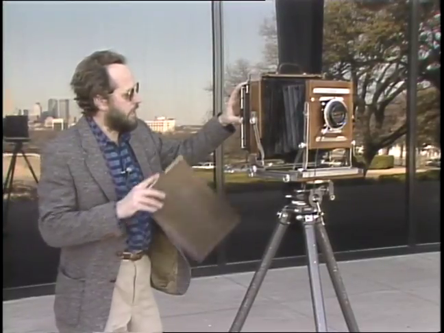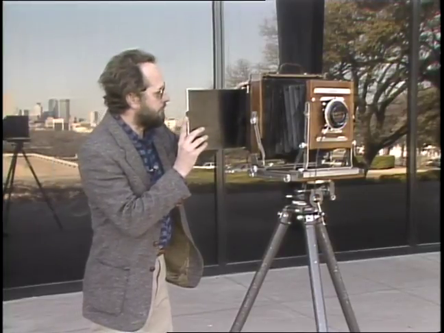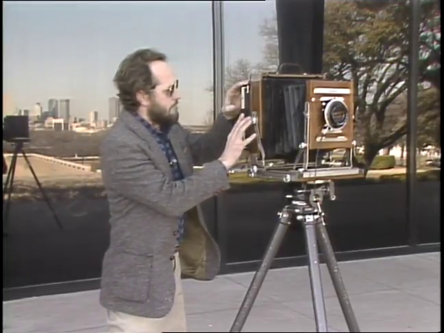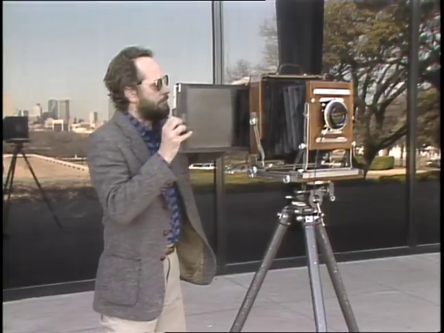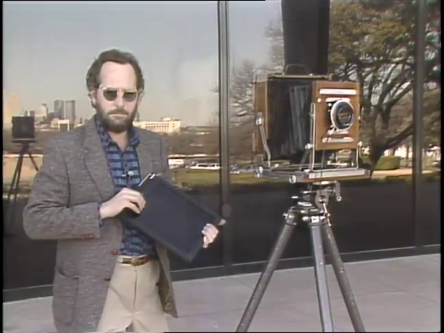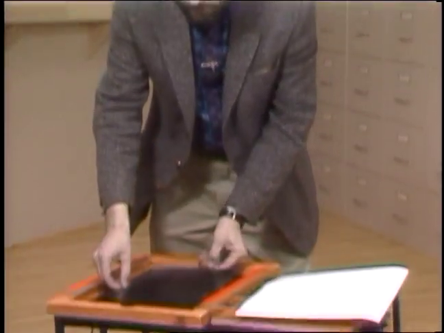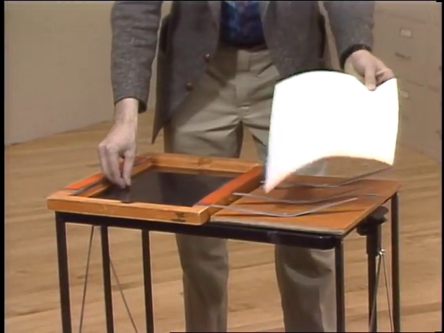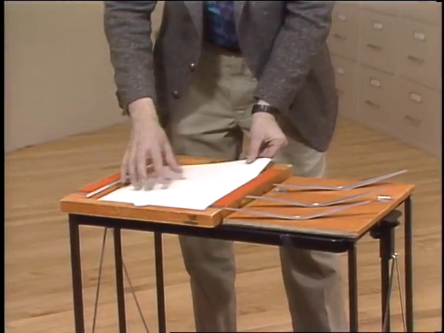After the exposure is made, the dark slide is reinserted, the film holder is removed, and the film is processed in single sheets in the darkroom. Here is the processed negative. To make a contact print, we place the negative in contact with light-sensitive paper in a contact print frame.